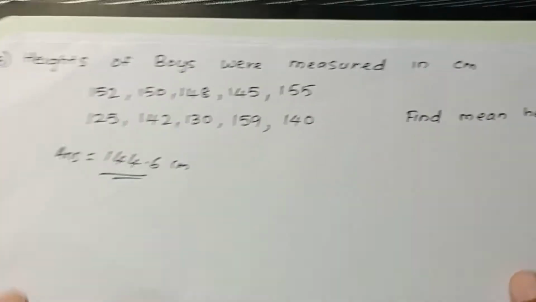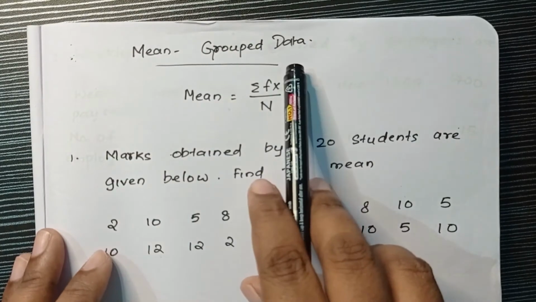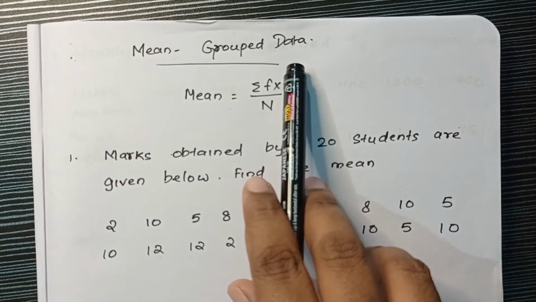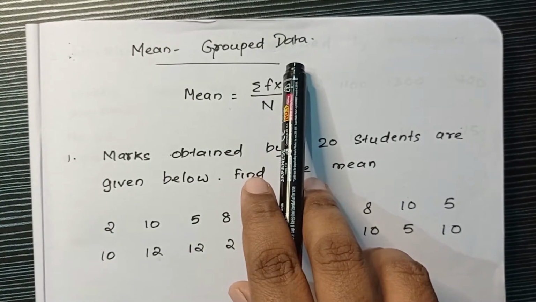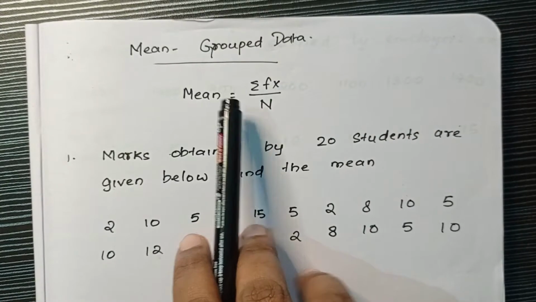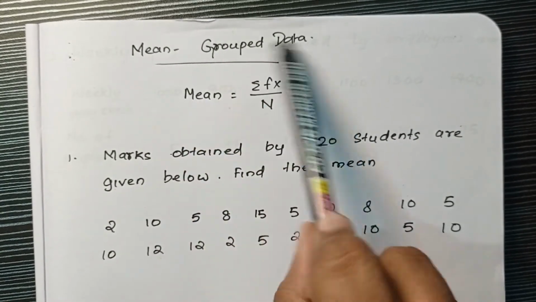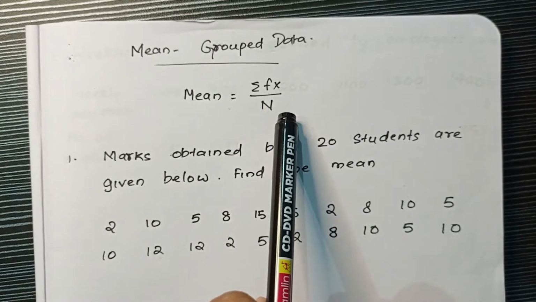Without much further ado, let's move on to today's topic, that is mean of grouped data. In last week's video we had seen mean of ungrouped data, how to calculate that: mean equal to summation of x by n. We had done two problems related to that. This week it is mean of grouped data: mean equal to summation of fx by n.